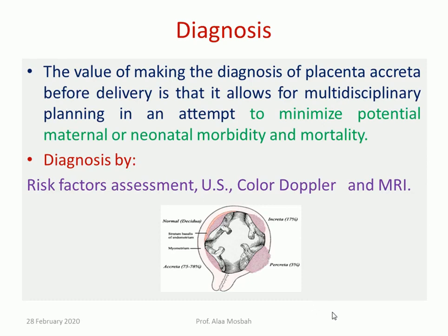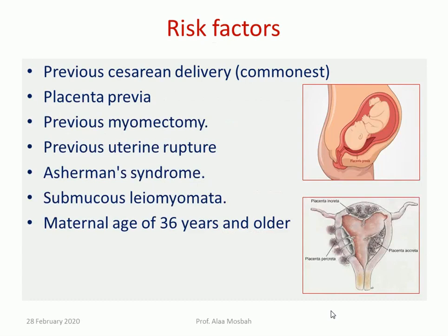Diagnosis is by risk factor assessment, by ultrasound, by color Doppler, and by MRI. About the risk factors, which is very important to be known, previous cesarean section is the commonest one, and with an increased number of cesareans, the risk is also increased. Placenta previa, previous myomectomy, previous uterine rupture, Asherman syndrome, submucous myoma, maternal age of 36 years and older, and endometritis.